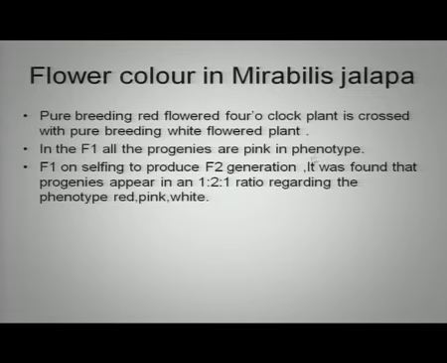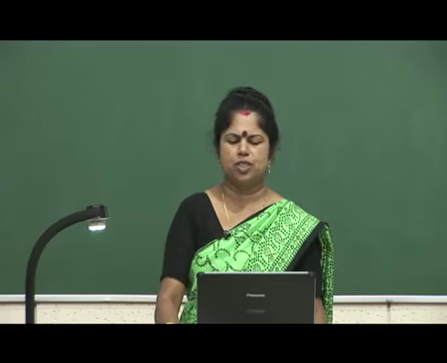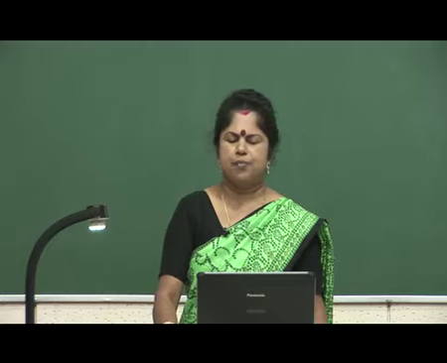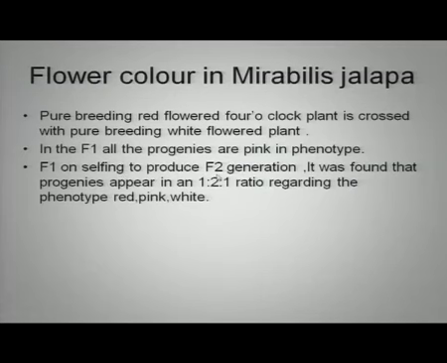When we cross these pink F1 progenies to produce the F2 generation, by selfing of the F1 pink progenies, we can see the progenies appear in a 1:2:1 ratio regarding their phenotype: red, pink and white.